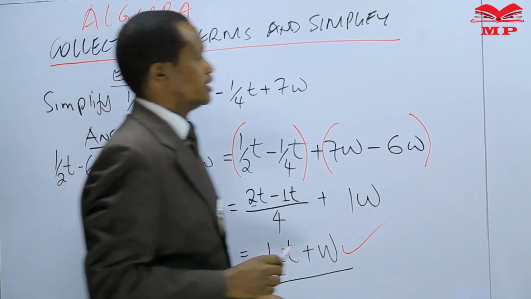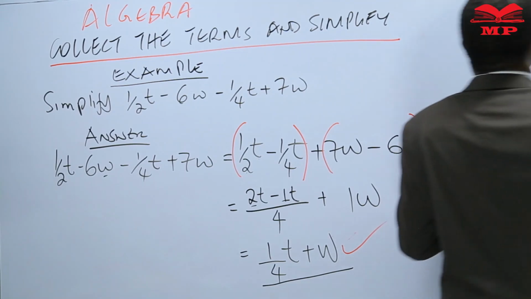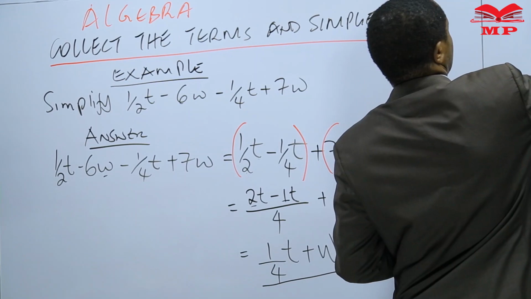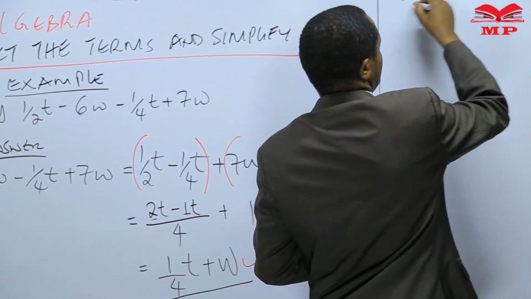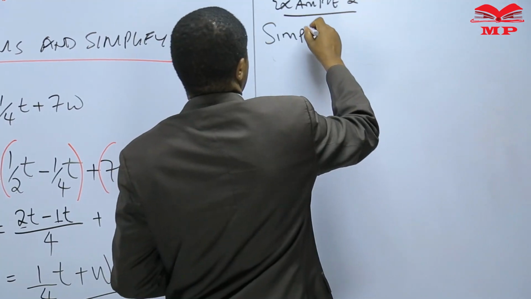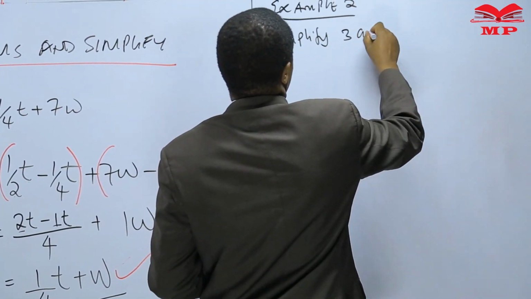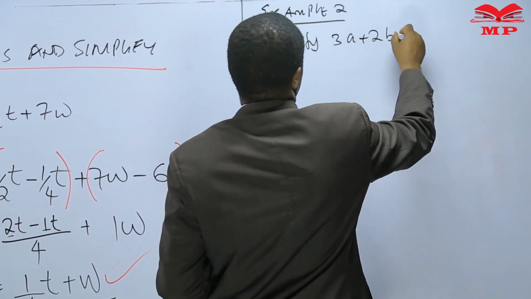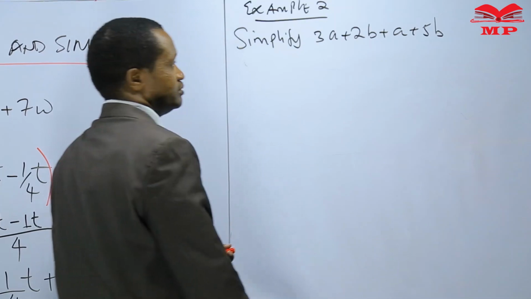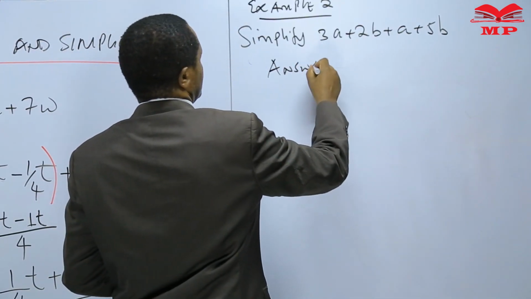Right. Let's try another example right over here. Simplify. This is example 2. Simplify 3a plus 2b plus a plus 5b. Simplify. Answer.